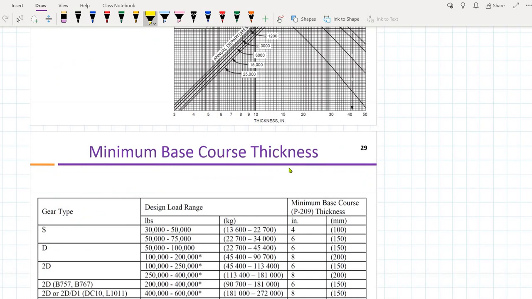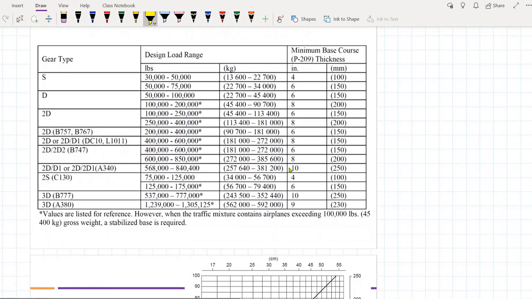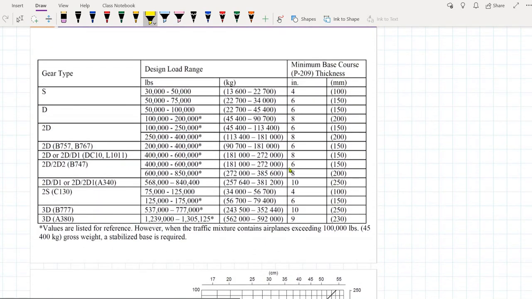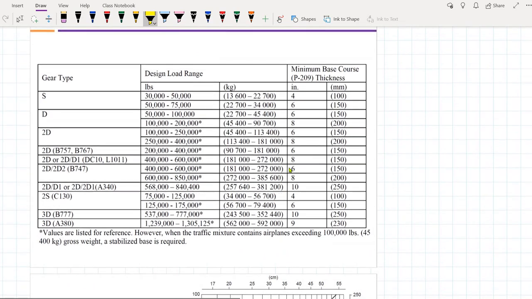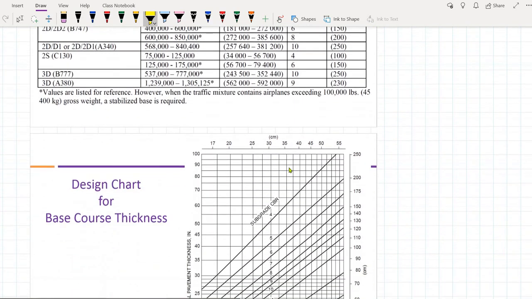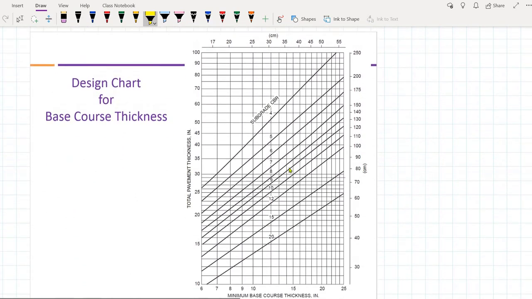The next thing is the minimum base course thickness requirement. For this, we can use this table, but I prefer to use this design chart. This is the design chart for minimum base course thickness. So let's do one example, and from here we are going to learn how to use these design charts. Let's move on to our example.